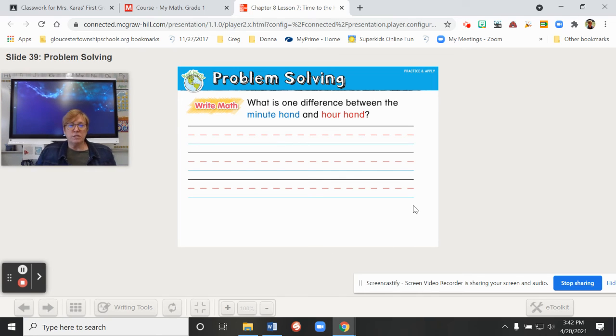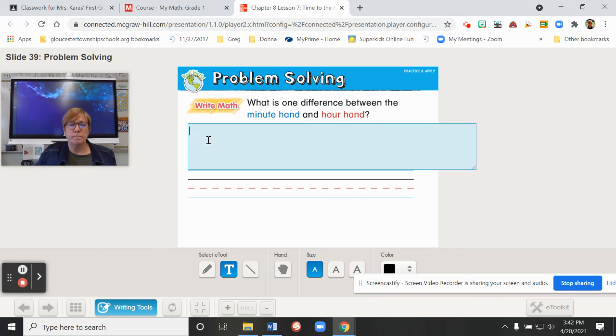What is one difference between the minute hand and the hour hand? All right, think about it. Okay, so the big difference is the minute hand counts the minutes and the hour hand counts the hours. Now, let me type that. All right, the minute hand counts the minutes. The hour hand counts the hours.